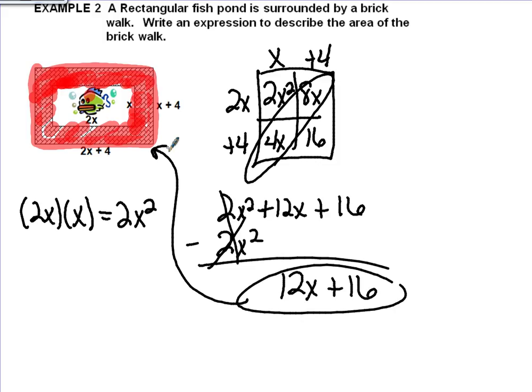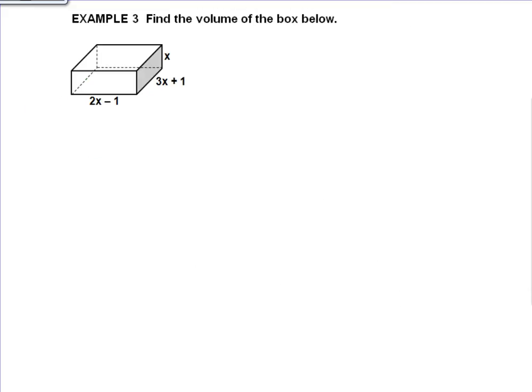Okay, let's move on to the next example, and we'll end with example 3 today. We want to find the volume of the box below. Well, if you look at your text chart, volume is capital B times H. Don't be fooled. The capital B really means area. We use B because it's area of the base.